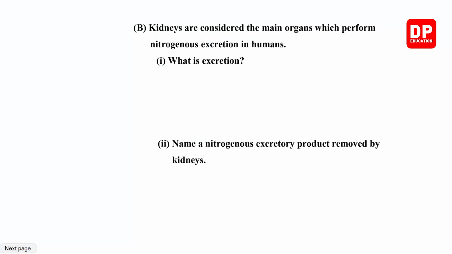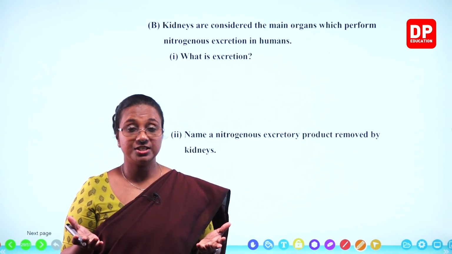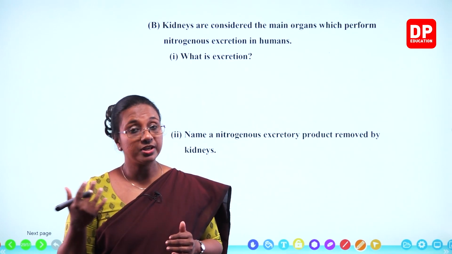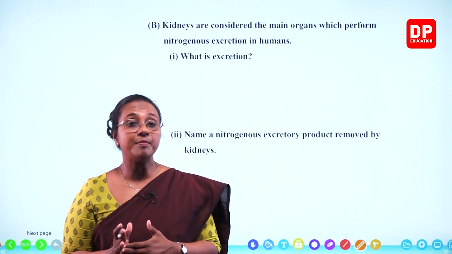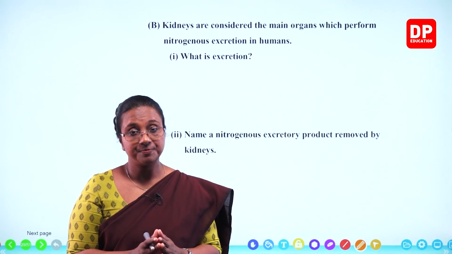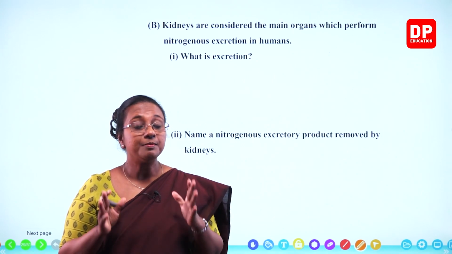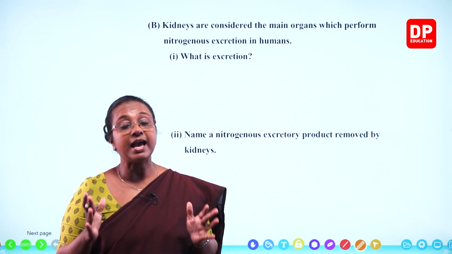Part B. Kidneys are considered the main organs which perform nitrogenous excretion in humans. Now, before this, we did the question that was related to digestion, the digestive system. There you all know the food undergoes digestion, the nutrients are absorbed, and the undigested food is removed from the body in the form of feces. But feces is not an excretory material. Why? Because feces is not produced within the body during a metabolic activity.